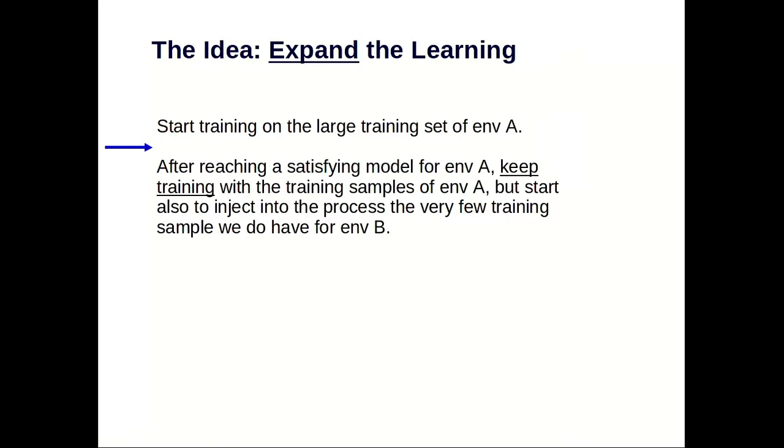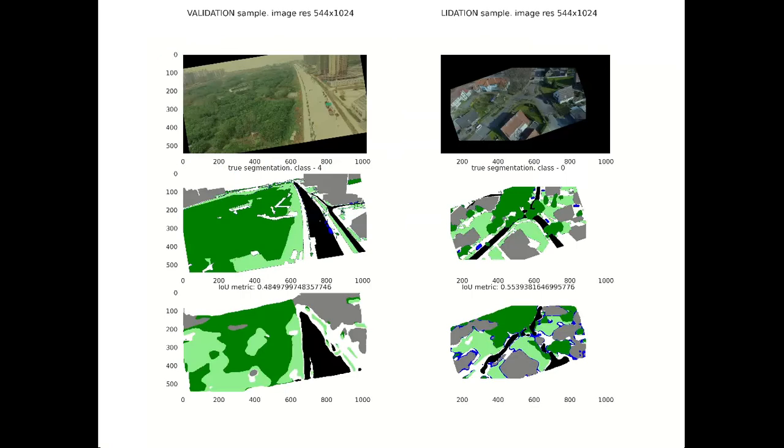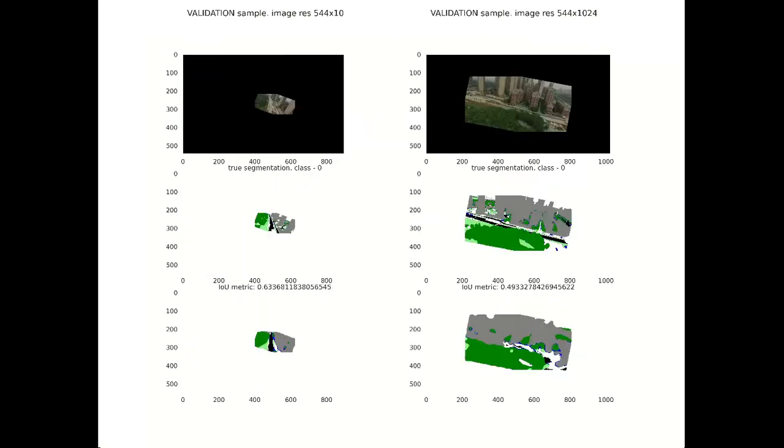Okay, so first, let's take a look at the model at the point right after the training process has reached a reasonable performance on environment A, but before we start injecting the 2 available annotations of environment B. In each column here, we can see a sample from the test set of the UAVid 2020 dataset. The middle image is the ground truth, and the lower image is the prediction of the model. Same here. At this point, the performance of the model on the test images of environment A, the UAVid 2020 dataset, is more or less reasonable.